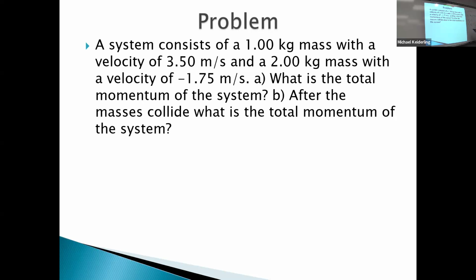And then after the masses collide, because these two masses are on a collision course, what would the total momentum of the system be? So I'll give you a couple minutes to work that out. Yep, you're just going to do mass 1 times velocity 1 plus mass 2 times velocity 2. You find the momentum of object 1, you find the momentum of object 2, and you add them together.